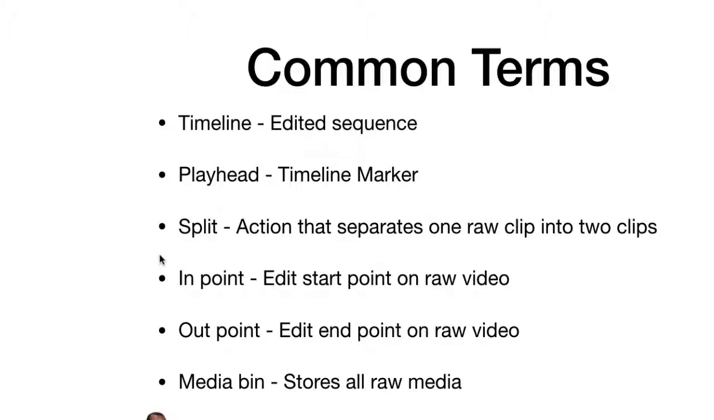Endpoint. An endpoint is the edit start point on raw video. So when you're looking at your raw video, if you want to create an edit based upon that, you create an in point, and it's just where the edit is going to start. And then conversely, where your edit ends is called the out point. That's when you're dealing with the raw video as well. And then media bin. The media bin is where you store all your raw media. All right, so hopefully all that makes sense.